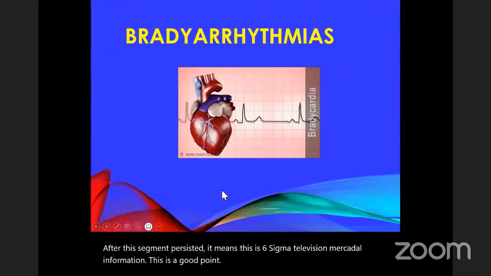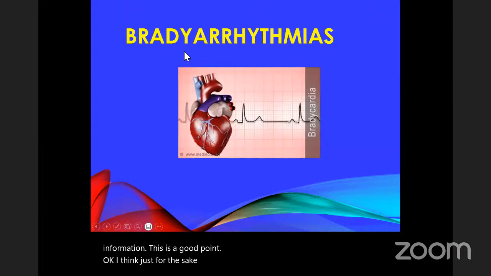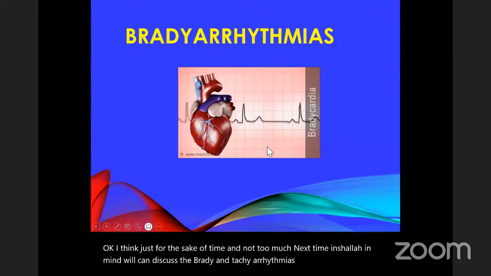Okay, I think just for the sake of time and not to give too much, next time, inshallah, if you don't mind, we can discuss the brady and tachyarrhythmias and an example of them. Is it okay for everybody? Just not to mix things together.